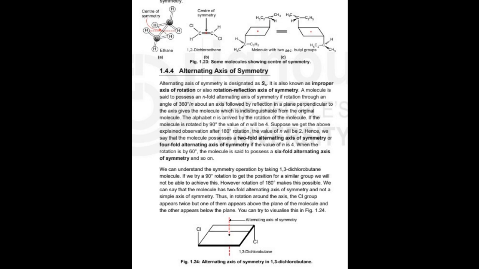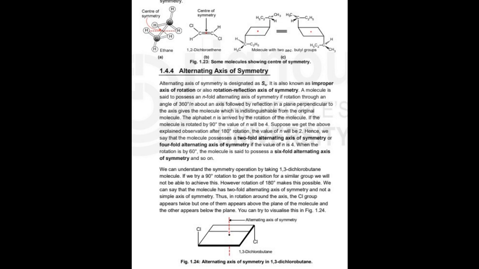When the rotation is by 60 degrees, the molecule is said to possess a sixfold alternating axis of symmetry, and so on. We can understand the symmetry operation by taking the 1,3-dichlorobutane molecule. If we try a 90 degrees rotation to get the position for a similar group, we will not be able to achieve this. However, rotation of 180 degrees makes this possible. We can say that the molecule has a twofold alternating axis of symmetry and not a simple axis of symmetry.